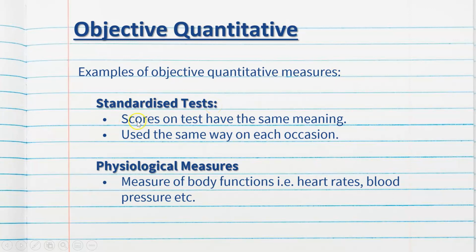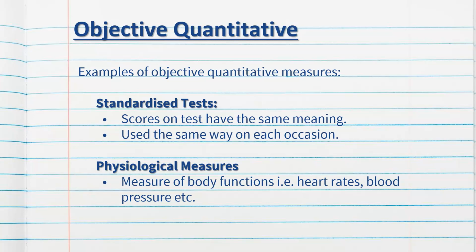So these are tests where the scores on them have the same meaning each time they're done. An example of a standardized test would be a maths test or a psychology test or a test that you have in another subject. The test is used the same way on each occasion, all right? So it's testing your knowledge and understanding and your interpretation of the content of that particular topic. And it's usually out of a numerical score.